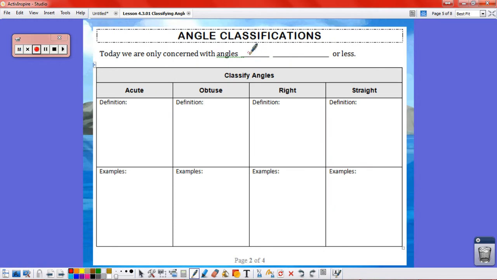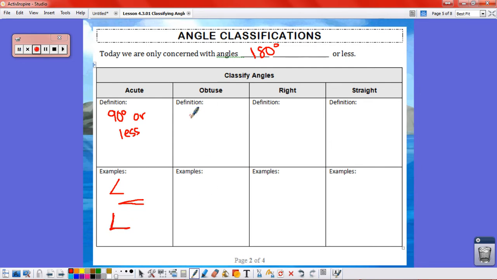Today we're only concerned with angles that are 180 degrees or less. We have the definition of an acute angle, which is an angle that is less than 90 degrees. So it could look like this, it could look like this, it could look like almost 90 degrees, but just a little bit less. Trying to get it to not curve, it's kind of difficult.